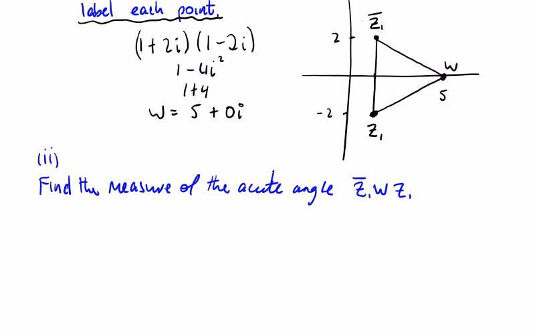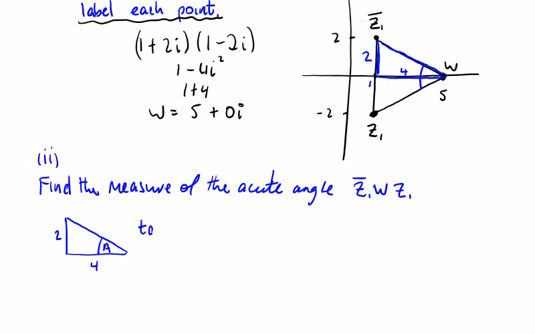Part B 2: find the measure of the acute angle, the conjugate of z1, w, z1, so it's this angle here. Now, if we just take the top triangle on its own, we have a right angle triangle, and then we can just double the angle. So we have a 2 here, up 2, and we're starting at 1 here, so this is actually a 4, because it goes out to 5. So if we just draw that triangle down here, we've got a 2 and a 4. We call this the angle A.